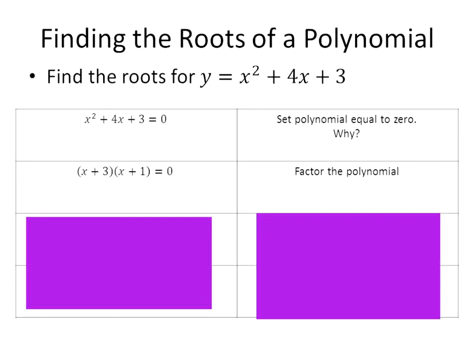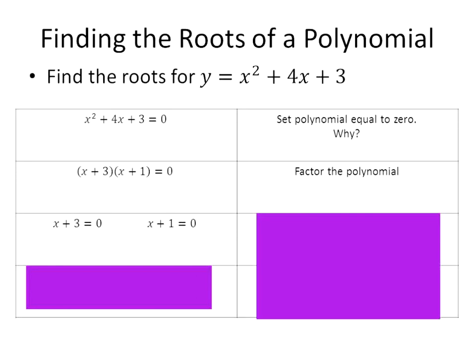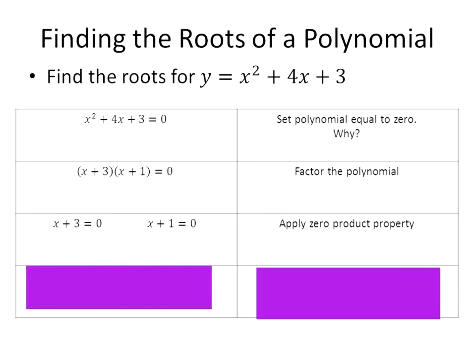Okay, so most of you did a good job with that. It kind of took a little bit. You weren't quite sure if you should put it down. You were being a little hesitant, but you were on the right track. You were thinking the right thing. So we have x plus 3 equals 0 and x plus 1 equals 0. We don't know which one, so we do both of them. Okay? And we do that because of the thing called the zero product property. So we applied the zero product property there.